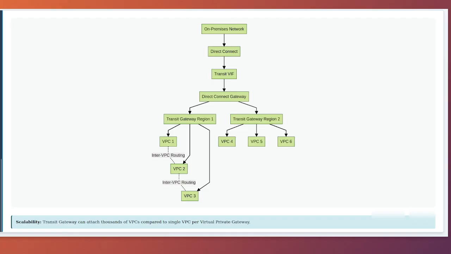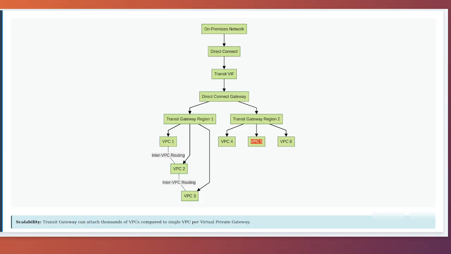Your on-premises network connects via Direct Connect to a Direct Connect gateway. The Direct Connect gateway associates with transit gateways in multiple regions. Each transit gateway has multiple VPCs attached to it. Traffic from your on-premises network flows through the Direct Connect connection, through the Direct Connect gateway, to the appropriate transit gateway, and finally to the destination VPC. The routing is handled automatically based on BGP advertisements.